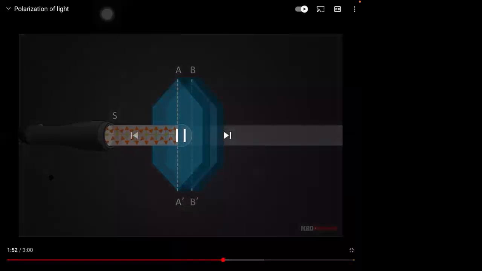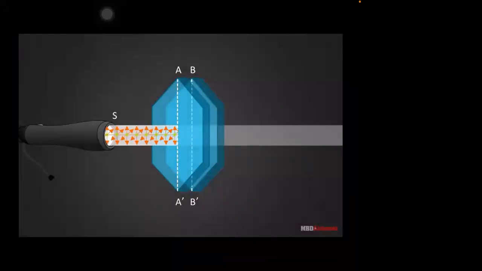Okay. Now they use one polarizer to show you what is polarized light. Now what will happen if two polarizers are used?